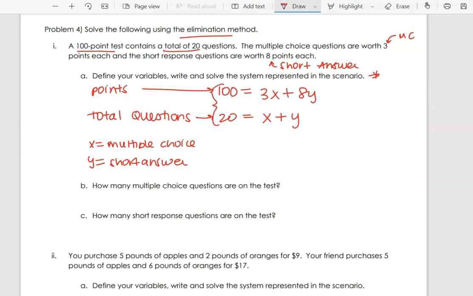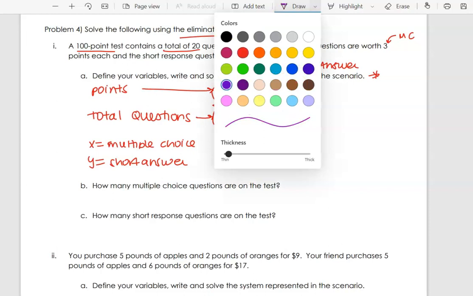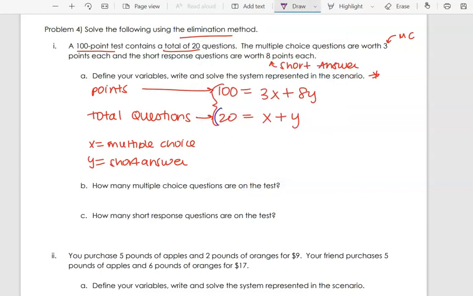And then it does want us to solve. This one we're going to solve. And notice I need to get coefficients the same. It's not too bad because if I have a 3x here and an x here, we know we can multiply just by a 3. Let's do a -3. So then I'm going to have my system be 100 equals 3x plus 8y, and my other one, distribute that -3, I will have -60 equals -3x minus 3y.